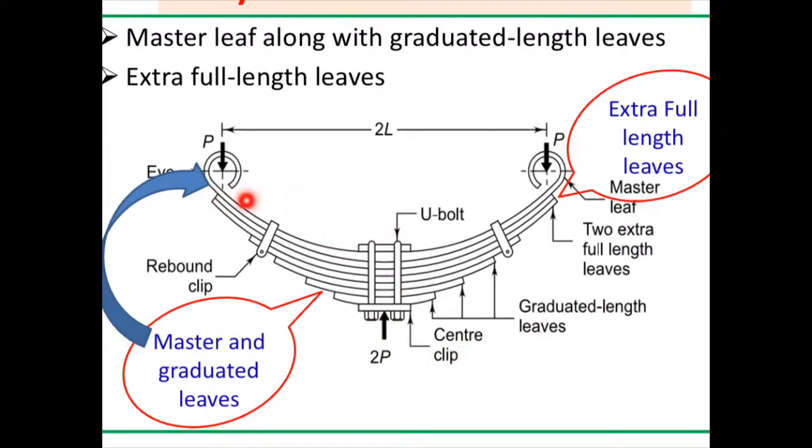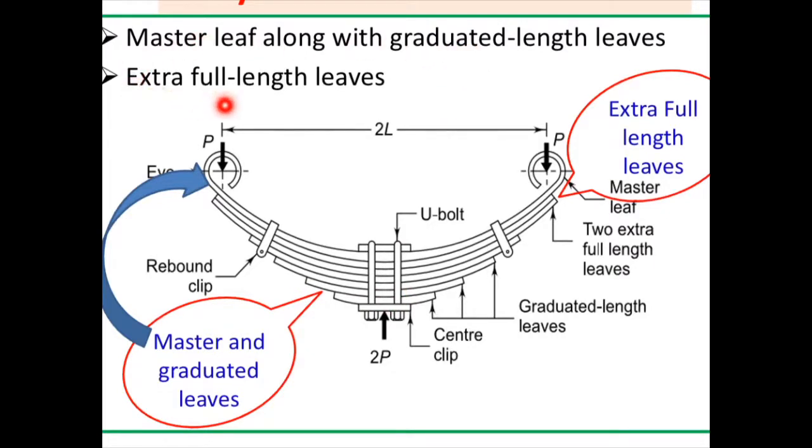This is also the same construction, but in the analysis, to make the analysis simple, we are going to consider the master leaf along with the graduated length leaves. That means this master leaf, the first one at the top, and these graduated leaves, which decrease in length, we are going to consider for the analysis.